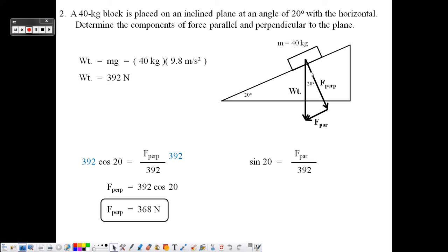The sine function can be used to find force parallel. Multiplying both sides by 392, my calculator said 134 newtons for the parallel component. Okay, so break up the weight vector straight down, and then break it up into perpendicular and parallel components, and then use SOHCAHTOA to determine the magnitude of those components.